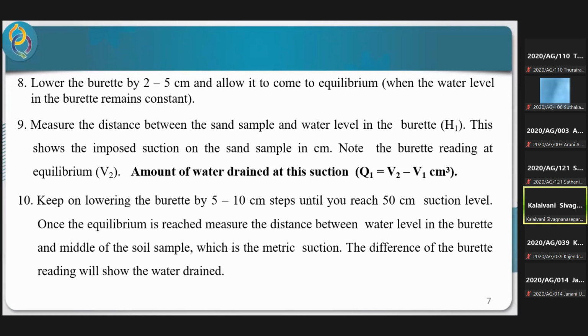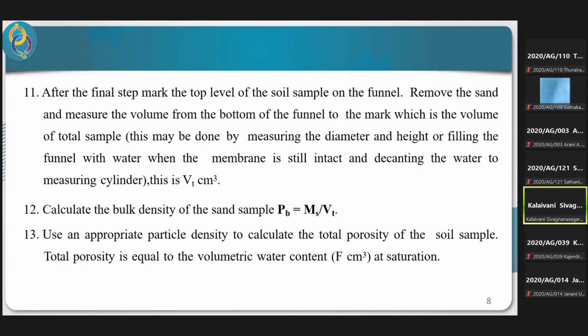I hope you all observed that when they were taking the reading. If you do not understand the procedure, I will share the video link. Please go through that one. Then only you will get a clear understanding about the procedure.